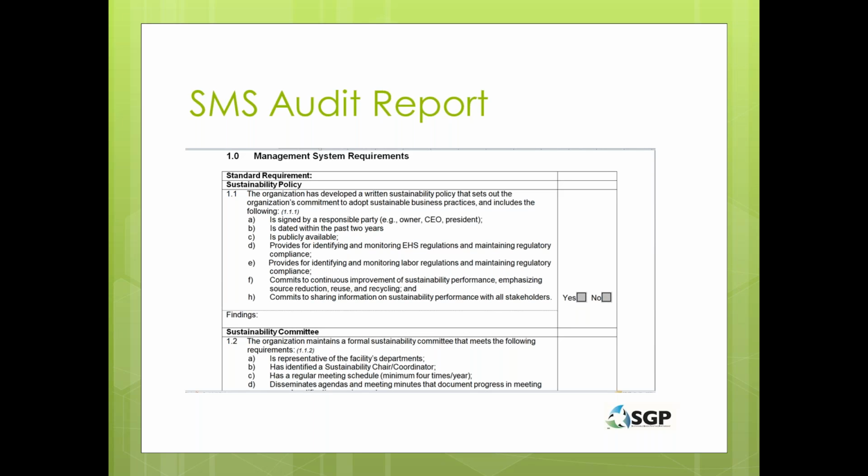So this particular section that I'm showing you here is about the policy. The requirement is it has to be written, and it has to have a number of inclusions in the wording for that policy, and it also has to be publicly available. So what you're doing, you're checking all of these things. Do we have a written policy? Is it signed by a senior manager? Is it dated? And does it have these statements in the policy?